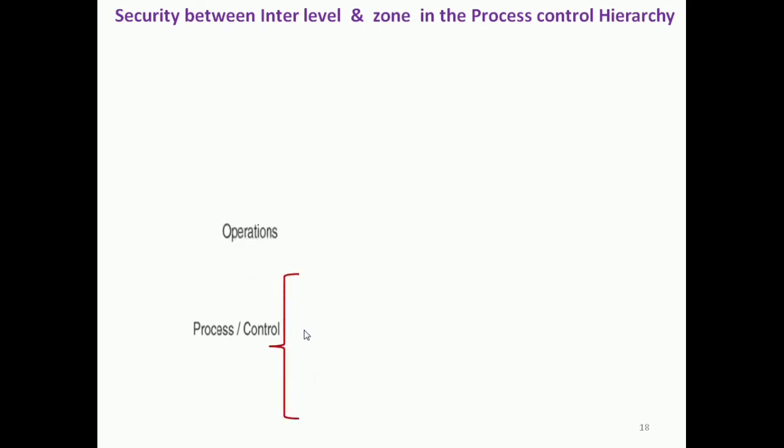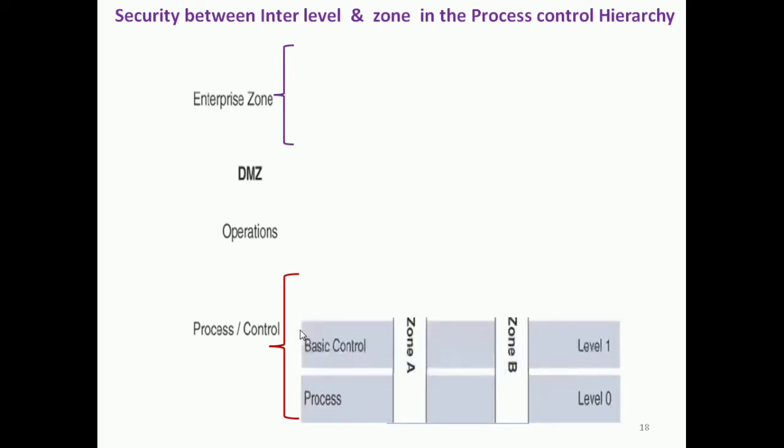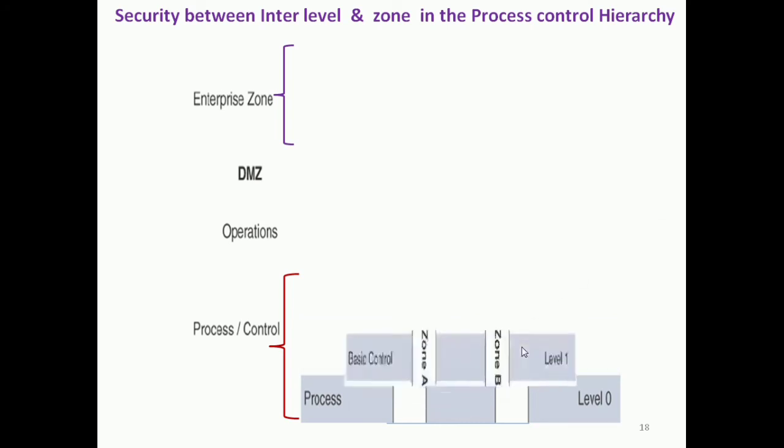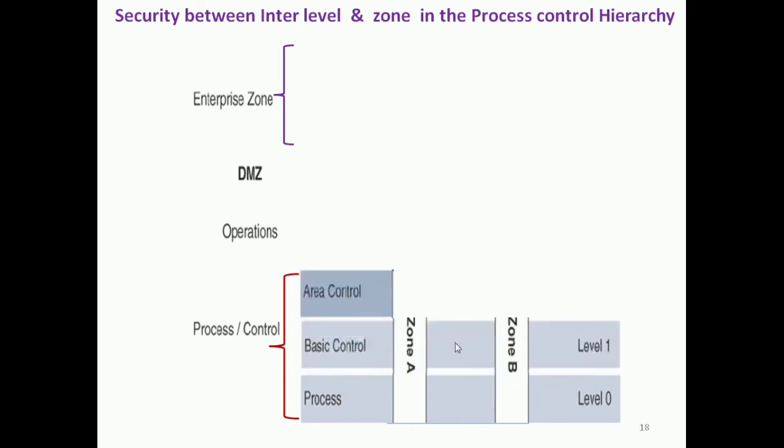There is a lower layer called process and control, above that operations, above that a demilitarized zone, and above that an enterprise zone, right? We observed that in the previous discussion. So that is process level 0, just above the safety control there is basic control, level 1, and we have level 2. Level 2 is area control, right? And we have a control conduit, that is an IEC 62443 standard.